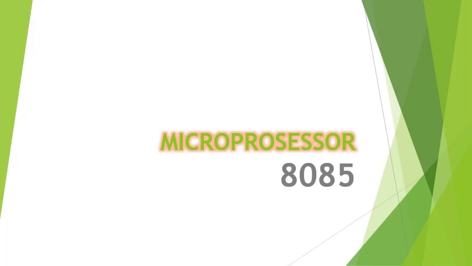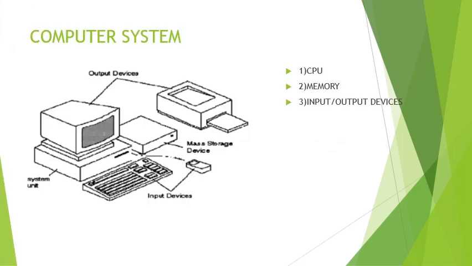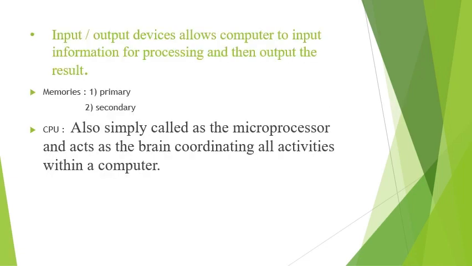8085 microprocessor. As we know, a computer system can be divided into three parts: CPU (central processing unit), memory, and input-output devices. Input-output devices allow computers to take in information for processing, and then we get output through them. Keyboards, mouse, and printers are all input-output devices.